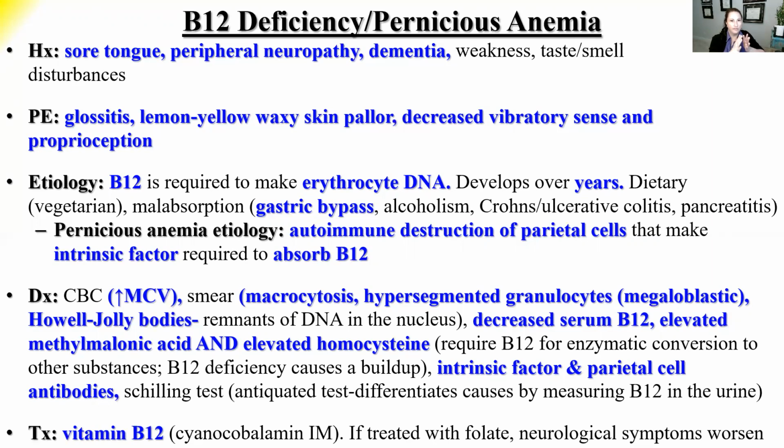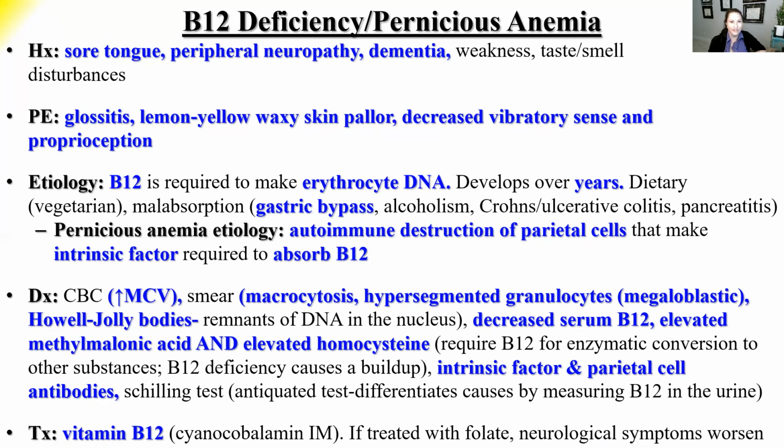So B12 deficiency will cause neuropathy, dementia, decreased vibratory sense and proprioception, where you are in time and space. So remember, neurological defects is going to be B12. Not neurological defects will be folate. Weakness, taste, and smell disturbances can also be associated, but not as common as peripheral neuropathy and dementia. Physical exam findings are going to be very similar for B12 and folate. Glossitis, swollen tongue.